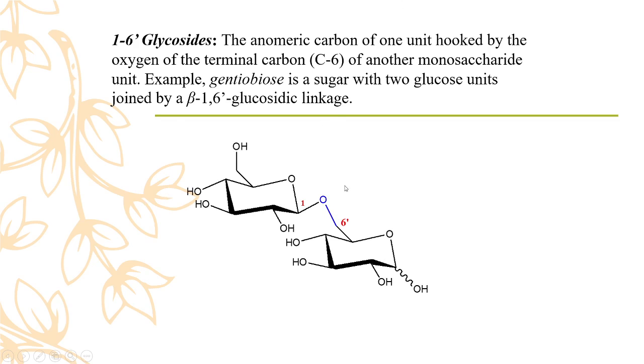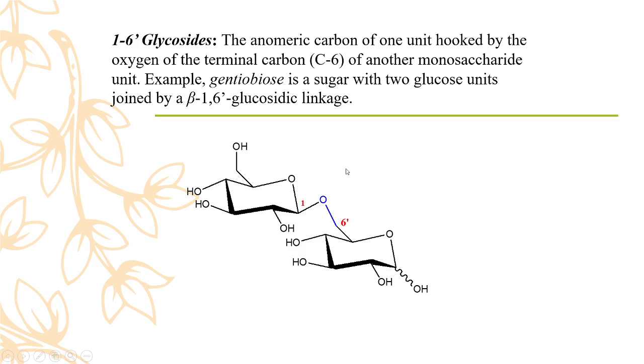So you can see the structure. This is the structure for gentiobiose. Here is the first sugar unit. This is the glucose molecule, and this glucose is present in the beta position. This is equatorial. That means this is the beta D-glucose. And this is another glucose molecule, but the OH attached to this anomeric carbon is from the sixth carbon atom. Therefore the linkage is beta 1,6 glycosidic linkage.